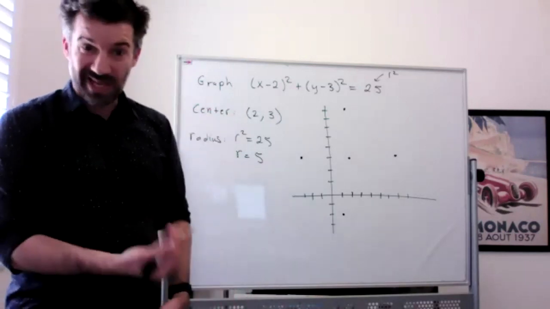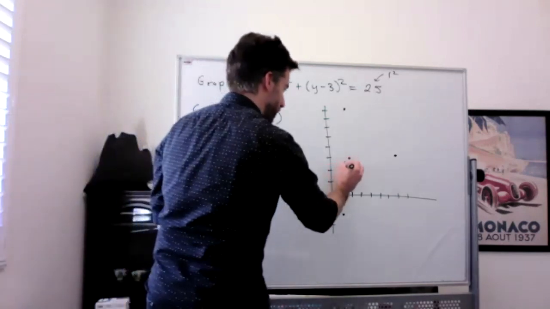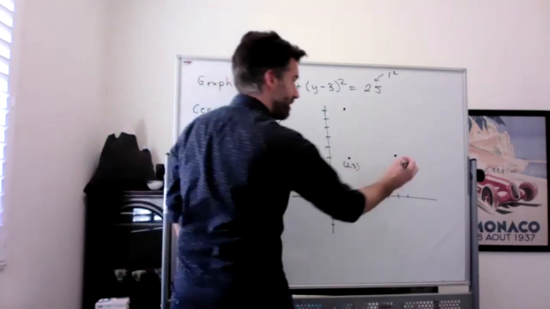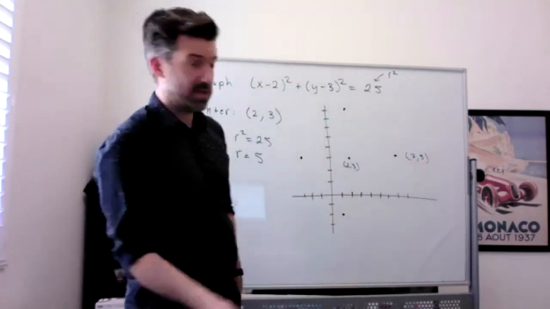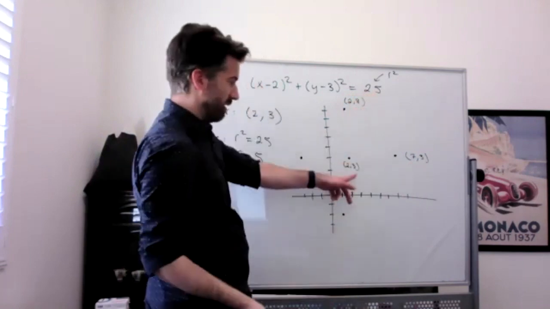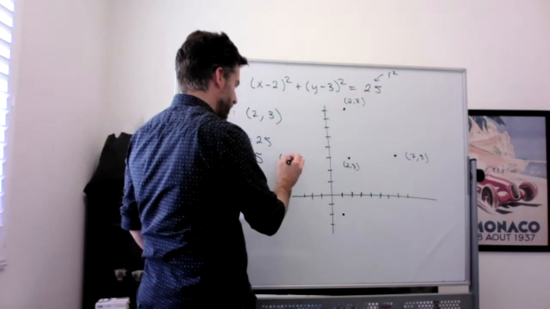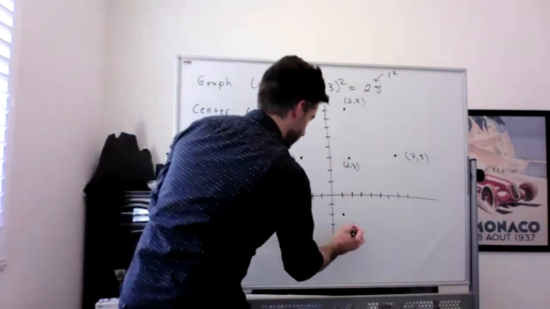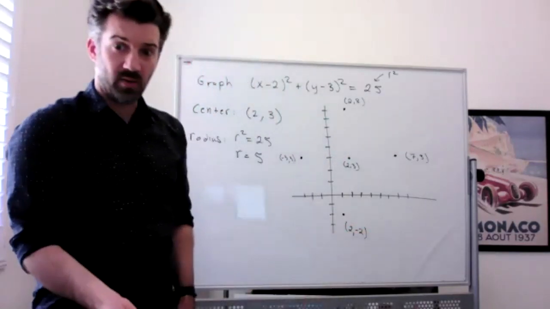I don't think you need to label any of these points as long as it's clear what they are, but you could. This is the point 2, 3. This point, which is 5 to the right, is 7, 3, because I added 5 to the x coordinate. This point up here is 2, 8 by adding 5 to the y coordinate. This point over here is -3, 3 by subtracting 5 from the x coordinate. And this point down here is 2, -2 by subtracting 5 from the y coordinate.